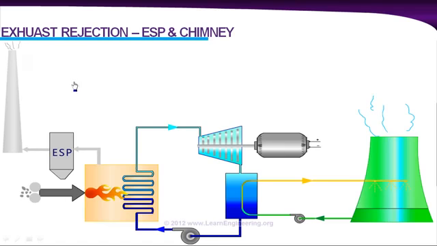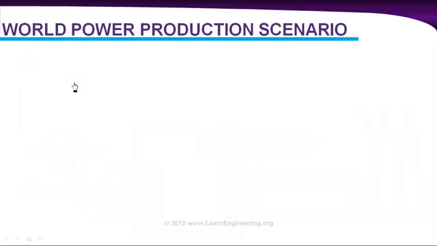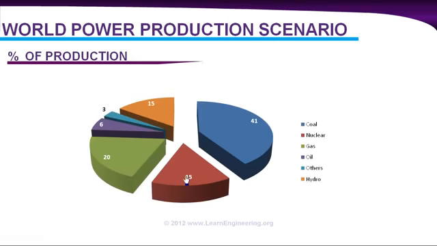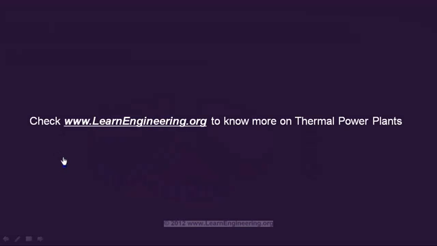Before winding up the lecture, we will have a look at current world power production scenario. You can see coal and nuclear combinedly produce almost half of world's power. And both come under thermal power plant because working fluid of both are steam. Hope you got a logical introduction to working of thermal power plants.